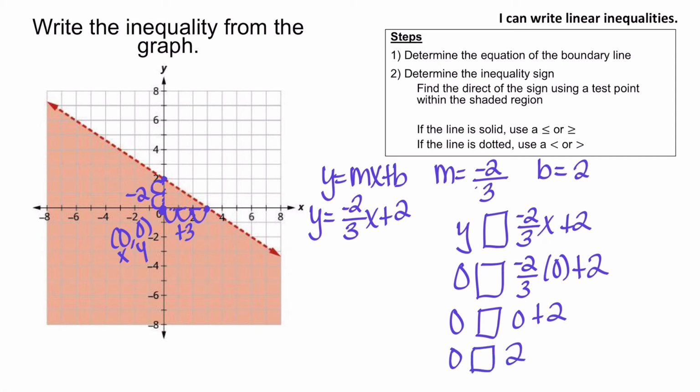Well, if I think about the relationship between 0 and 2, 0 is less than 2. So it's less than, and then notice that I have a dotted line in my graph, so that means it's going to be staying as a less than sign. So I have y is less than -2/3 x plus 2, and that is my inequality.